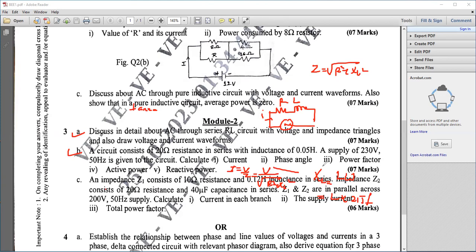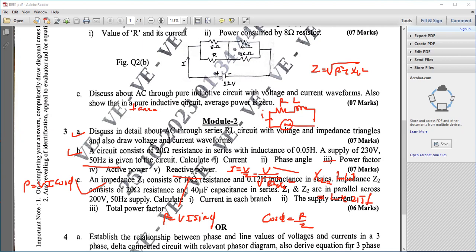Similarly, power factor. Power factor can use the formula R by Z. Power factor cos phi is equal to R by Z. The on-spot answer you will get. Similarly, active power. Equation for active power is P is equal to VI cos phi. If you want the equation for reactive power, Q is equal to V into I into sin phi, correct? So follow accordingly.